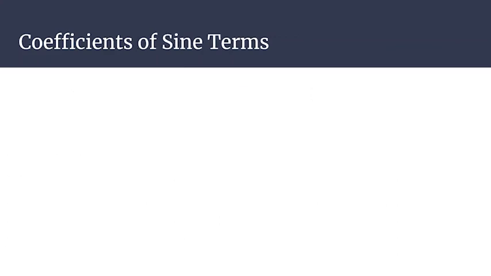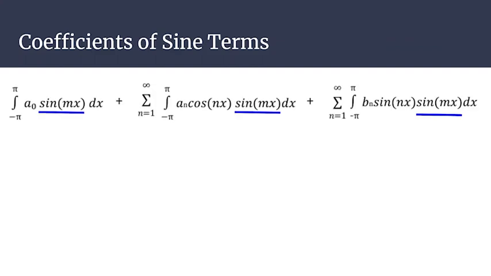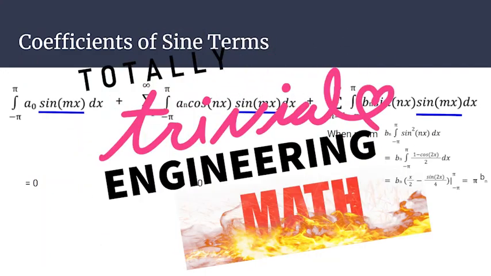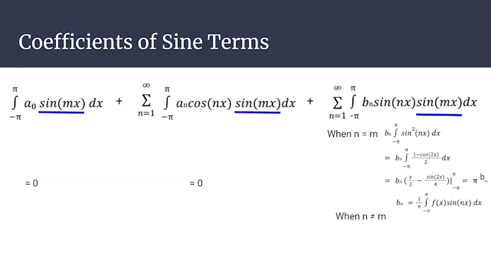In order to find coefficients of sine terms, you just multiply everything by sine of m x. And then this just equals 0, as you can recall. And we have another situation where n can equal m, or they cannot equal each other. So when n equals m, you can just rewrite everything like this and do some totally trivial engineering math. And we have a situation where n does not equal m. Then we could just use product-to-sum trig identities again, and then just get this, which, as you can recall, just equals 0.